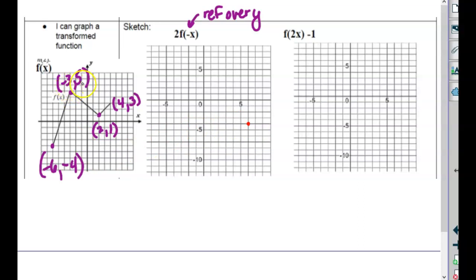And -3, 5, if you change the sign on the x, would go to +3, 5. 2, 1, if you change the sign on the x, would go to -2, 1. And 4, 3, if you change the sign on the x, would be at -4, 3. But what am I supposed to do to all of those in addition to that?